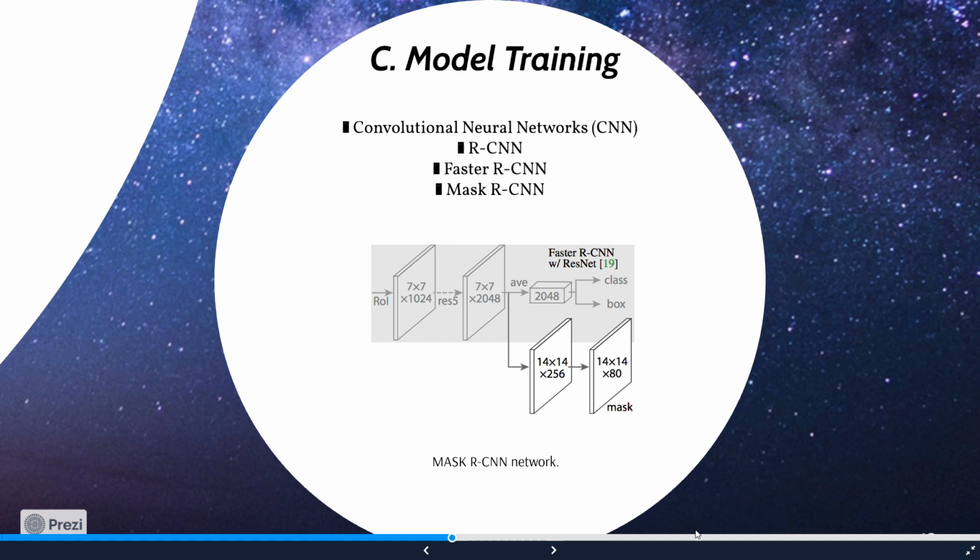Now the model training. Now what do we do with the dataset? We use the dataset to train. That is 70% of the dataset is used to train the IoT model and 30% is used to test its accuracy. So as I told you, there are many types of neural networks: RCNN, faster RCNN, and mask RCNN. What we use here is a mask RCNN network. It's way better. It uses way more functions and it's way more accurate.